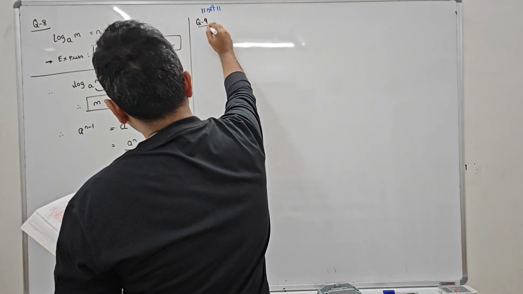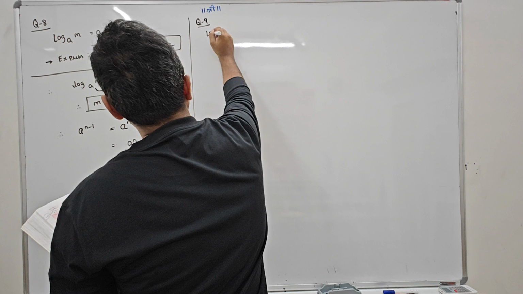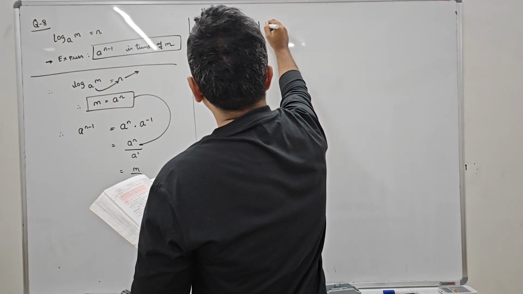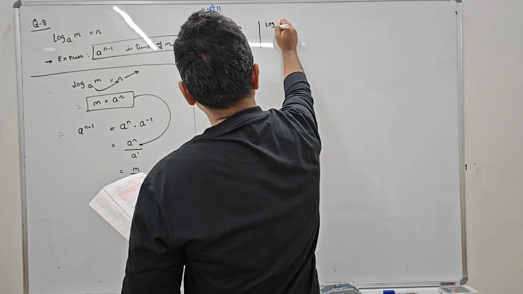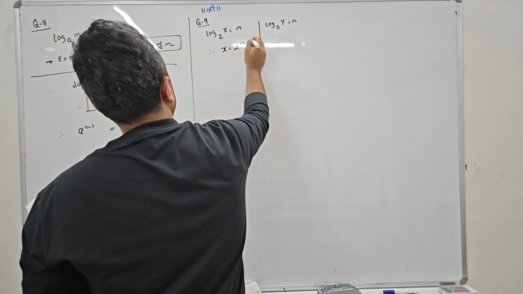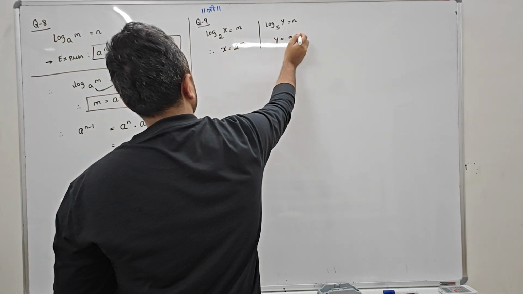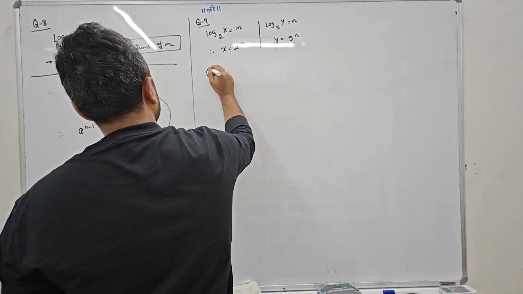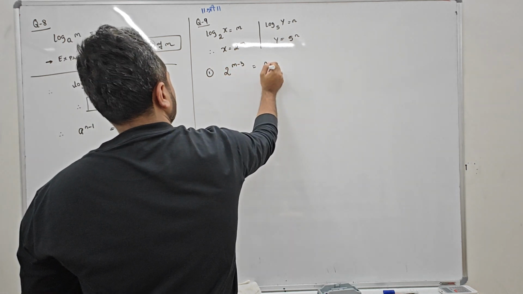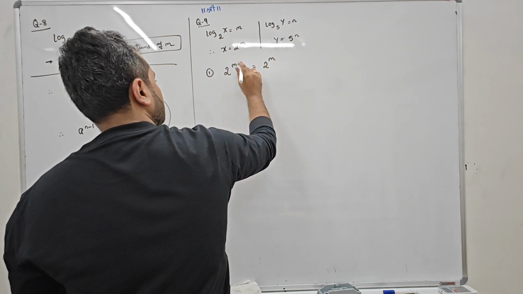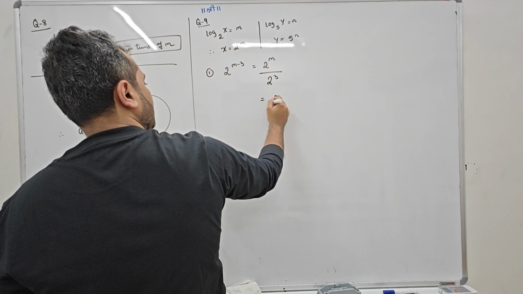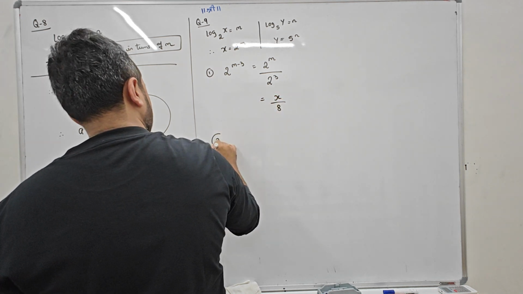Question 9. Log of x to the base 2 is equal to m, and log of y to the base 5 equals n. So x will be 2 raised to m, and y will be 5 raised to n. Okay? First we have to express 2 raised to m minus 3. Can I write 2 raised to m minus 3 as 2 raised to m divided by 2 raised to 3? 2 raised to m is x, so it is x upon 8.